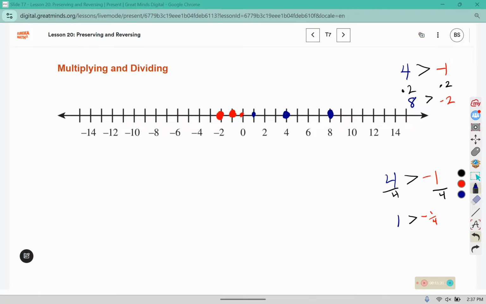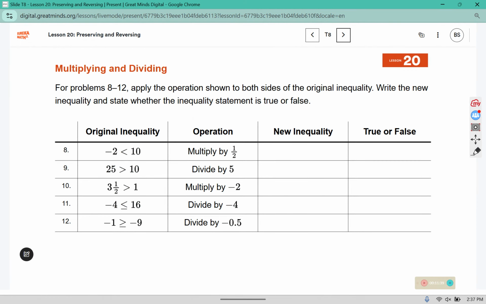Do you think that it will always remain true if we multiply or divide both sides by the same number? We multiplied both by 2. Here we divided both by 4. Let's look at some cases in the next problem found in your workbook. Okay, so half, we're multiplying by half. Half of negative 2 would be negative 1. Half of 10 is 5. Our symbol faced this way. Is negative 1 less than 5? Yes, that is true.